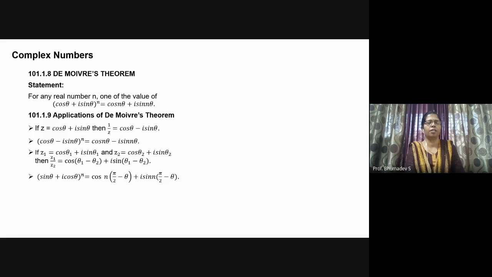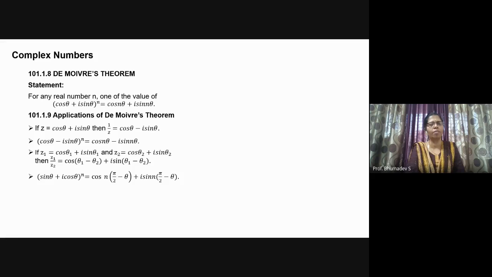As another application, (sin theta plus i cos theta) whole power n can be rewritten in the form of cos n(pi by 2 minus theta) plus i sin n(pi by 2 minus theta). So these are De Moivre's theorem and its applications.